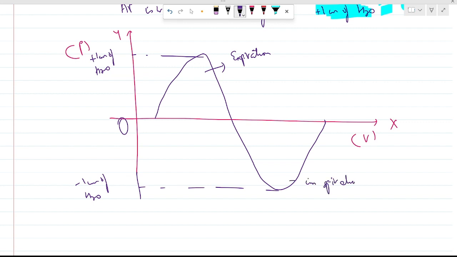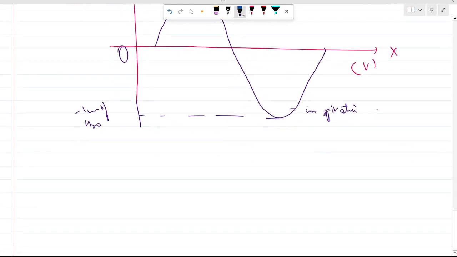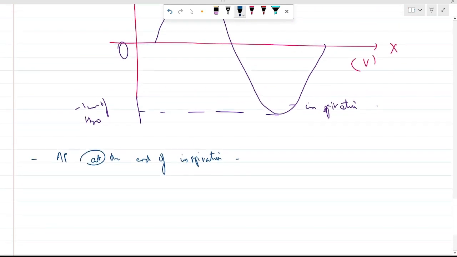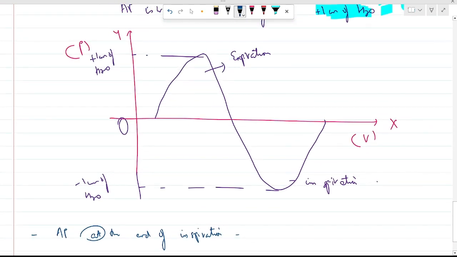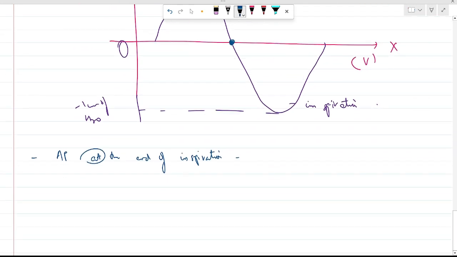Now the takeaway point from here is two very important facts we need to remember. Alveolar pressure, AP, at the end of inspiration. What is it at the end of inspiration? This is the end of inspiration, this one. 0 centimeters of water.